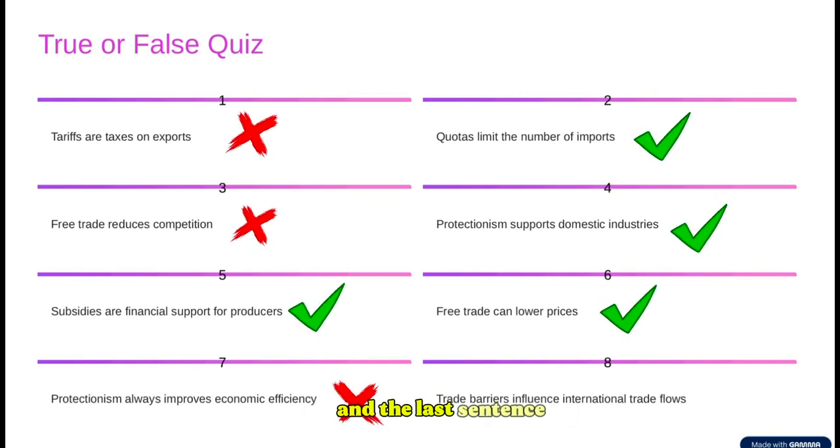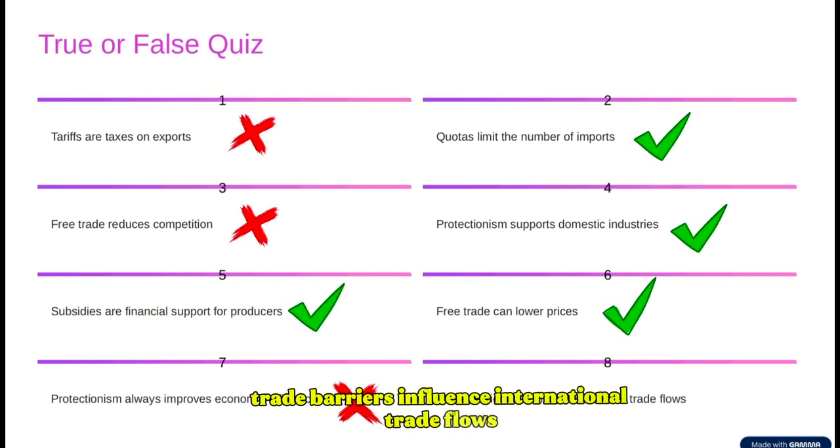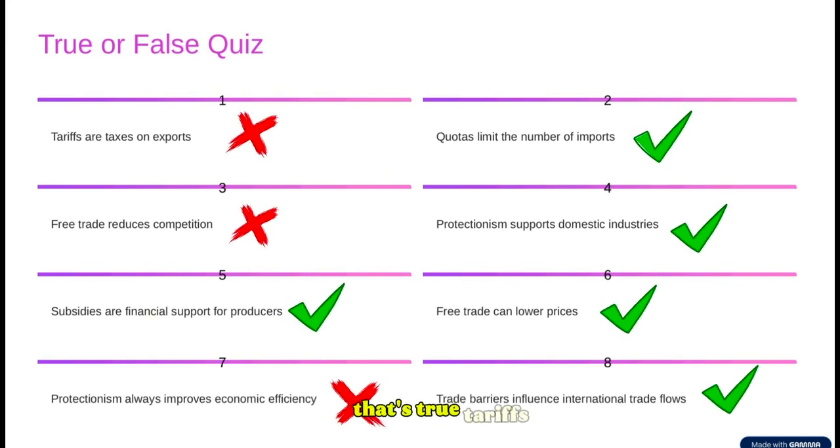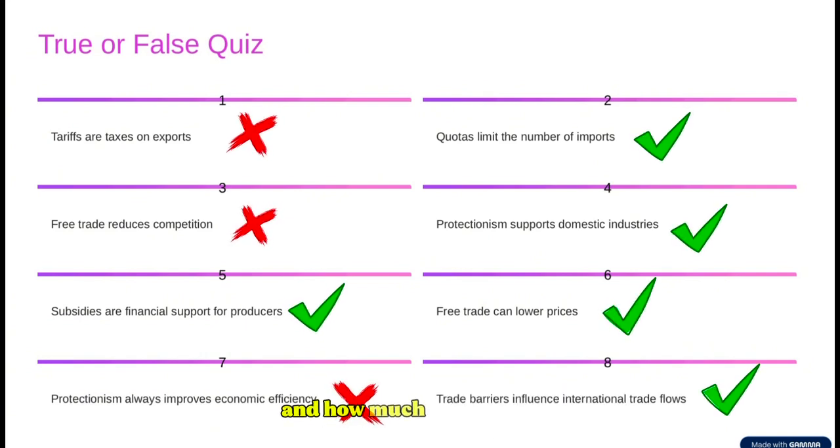And the last sentence, trade barriers influence international trade flows. That's true. Tariffs, quotas, and other barriers directly affect how goods move between countries and how much trade takes place.